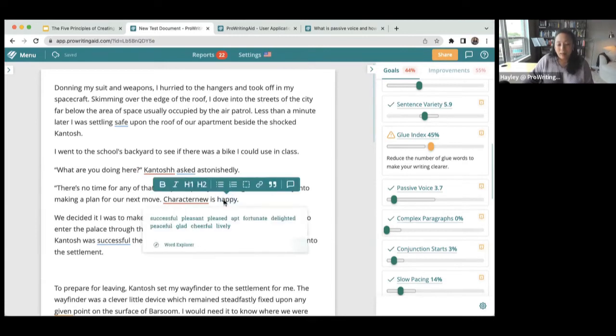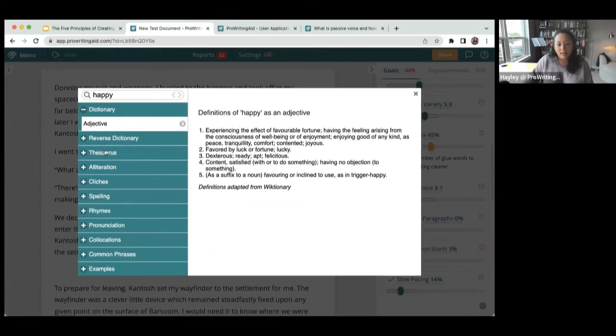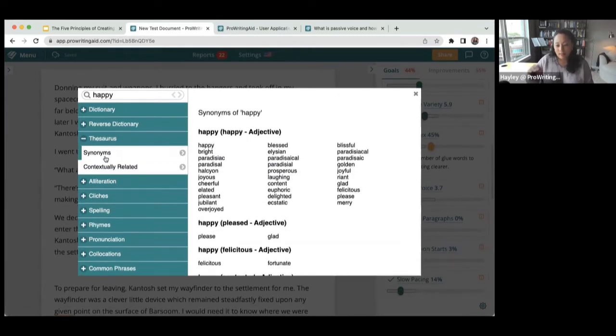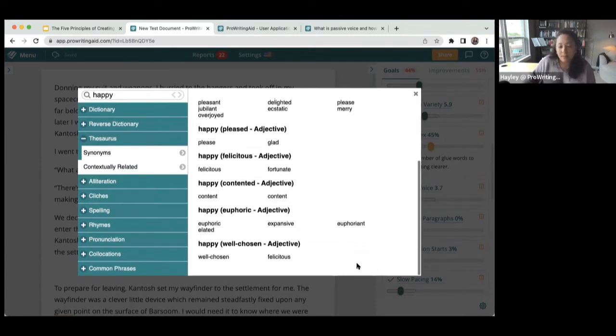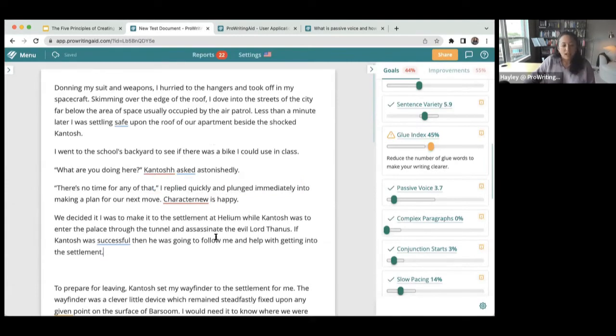So again, any word. I'm just going to do happy, which will have many more synonyms, or many more things that we can explore in the thesaurus. There's just dozens and dozens of words. So if you found something where you've used very and you're just not quite sure what you want to say, coming in and using the thesaurus or the word explorer is really, really helpful to finding more effective words.